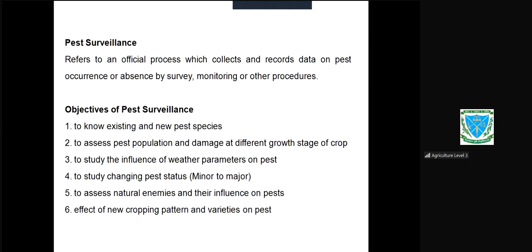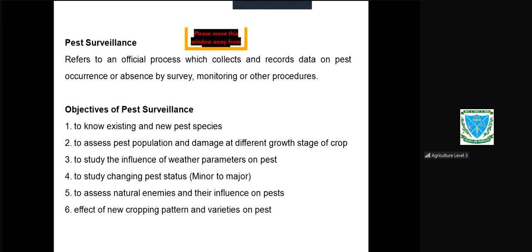Thank you. Now the pest surveillance. So what did we say at first? Survey, monitoring and surveillance. The last one is surveillance. Surveillance refers to an official process which collects and records data on pest occurrence or absence by survey, monitoring or other procedures. So what is surveillance?